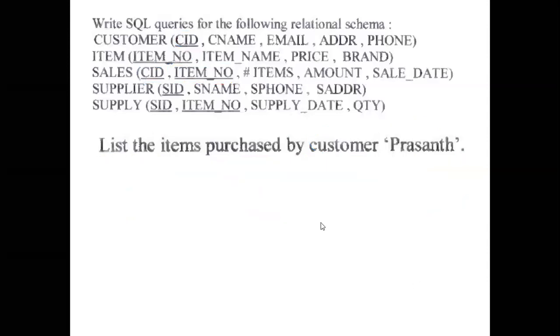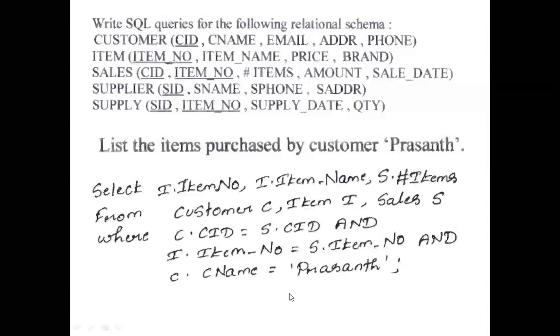So when we put all these together, a query will look like this. So what are the things that we extract? The attributes include select, item number, name of the item, and number of items. So this is the details of the items.